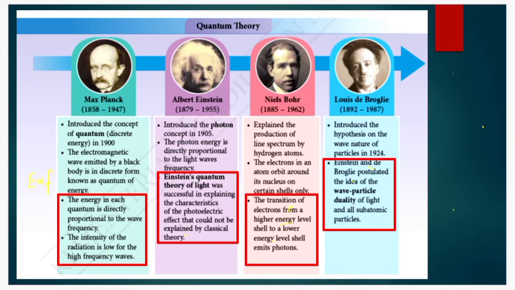The electrons in an atom orbit around its nucleus on certain shells only. The transition of electrons from a higher energy level shell to a lower energy level shell emits a photon. Louis de Broglie introduced the hypothesis of the wave nature of particles. In 1924, Einstein and de Broglie then postulated the idea of wave-particle duality of light and all subatomic particles. So this one discusses lighter particles like electrons.